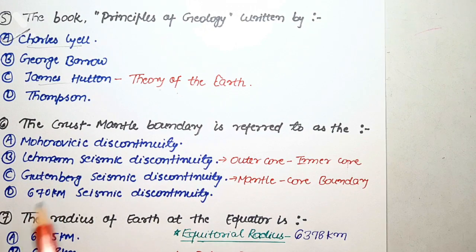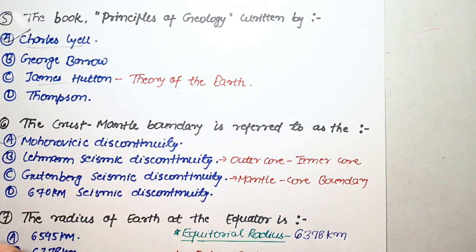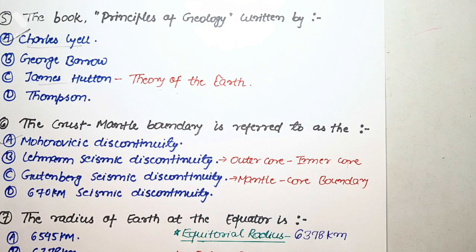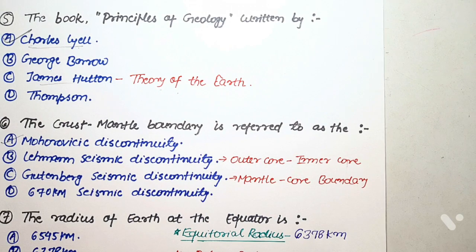35 kilometers, or 30 to 40 kilometers average depth below the continents, or you can say stable continents. But below the mountains like the Himalayas, this depth will range approximately from 70 to 90 kilometers.